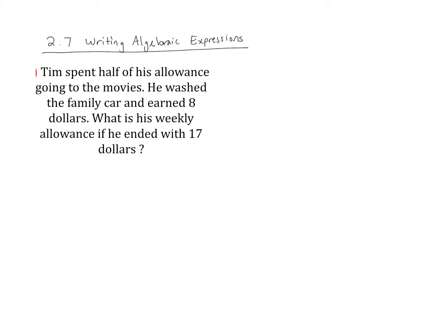So our first section is 2.7, writing algebraic expressions. We did a lot of practice with this last class. Our first example here is Tim spent half of his allowance going to the movies. He washed the family car and earned $8. What is his weekly allowance if he ended with $17?